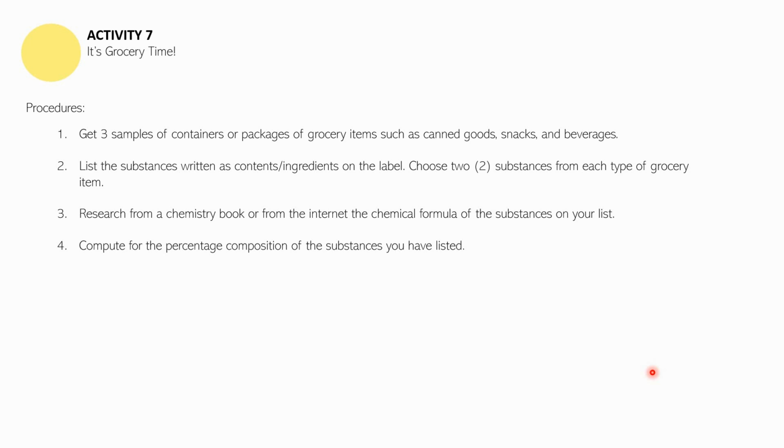If you have decided to continue, you can do the following. You can research from a chemistry book, or para mas convenient, you can just search from the internet the chemical formula of the substances, of those six substances on your list. Okay, so you can do that now. Pause this video.